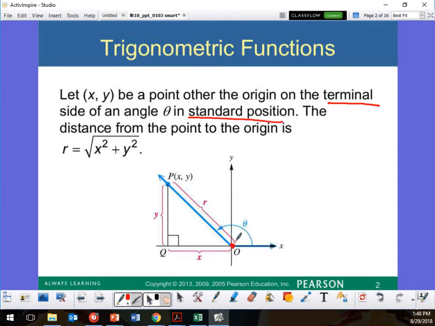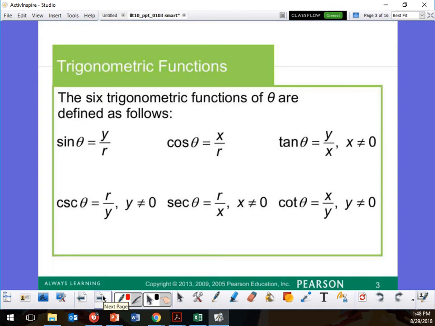The distance from the point to the origin is here. This is your Pythagorean theorem worked out. Now your x direction is left and right, and your y direction is up and down. So we're going to go through and find a couple of these things.